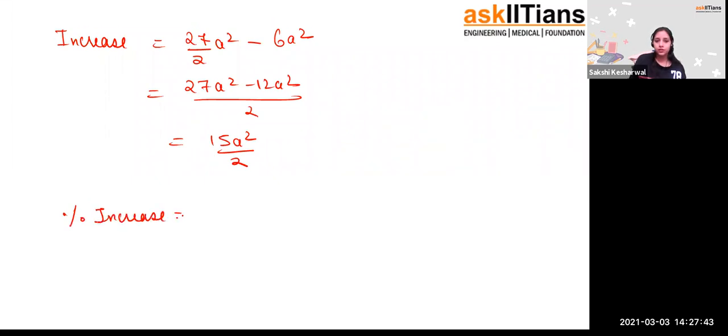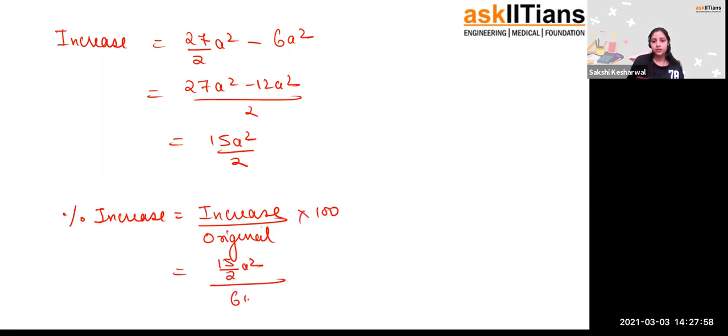The percentage increase formula is increase upon original into 100, right or not? So increase is how much? 15 by 2 A square upon original, which is 6A square into 100, which is equal to what? Can I write this as 15 by 2 into 6 into 100, right or not?